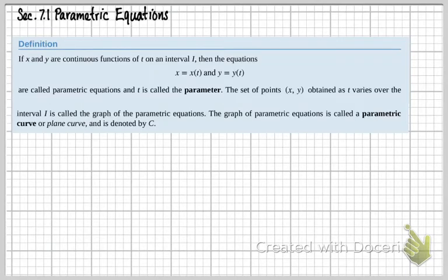Section 7.1, Parametric Equations. Definition. If x and y are continuous functions of t on the interval I, then the equations x(t), or x equaling x(t), and y equaling y(t), are called parametric equations. And t is called a parameter.